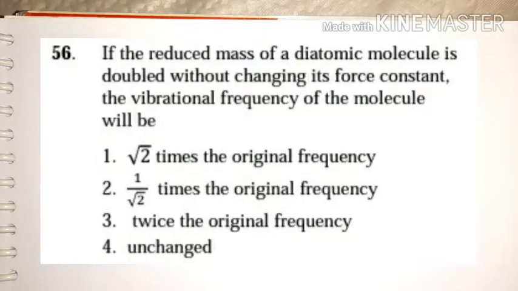Okay, so let's start. This is your first question and it says: if the reduced mass of a diatomic molecule is doubled without changing its force constant, the vibrational frequency of the molecule will be, and you have four options. So friends, when we change the reduced mass of a diatomic molecule from the initial value to double, then you must find the vibrational frequency of that diatomic molecule out of these four choices. This question is coming for 2 marks. So let's do the solution of this question.